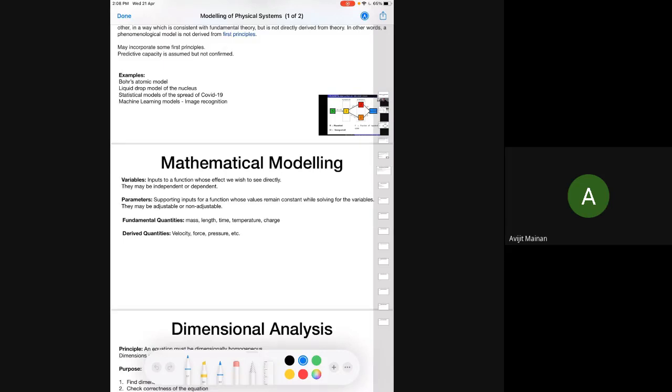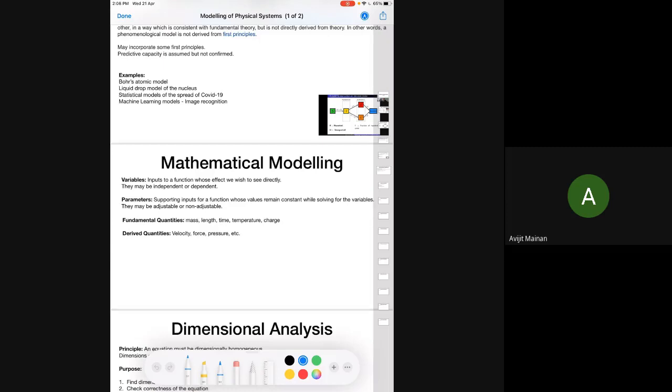Okay. And then in addition to x and y, you may have some parameters. So they are supporting inputs for a function. So your function may be mx plus c, for example, the equation y equal to mx plus c, the equation for a straight line, in which case m is the parameter. So it is the slope of the line, as you know. And for a fixed value of m, you can plot y as a function of x. Again, if you change the value of m, you can plot another line, etc. So these are parameters. So these are the inputs to the function which remain constant while solving for the variables.